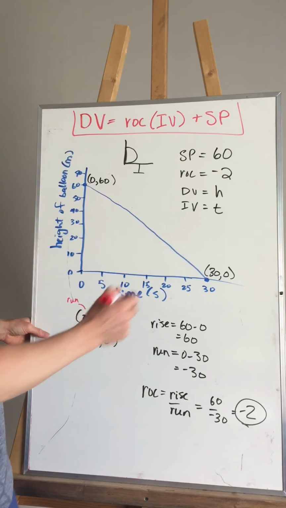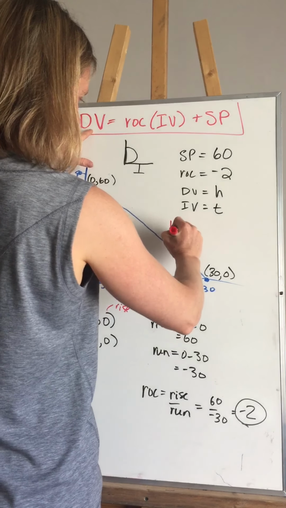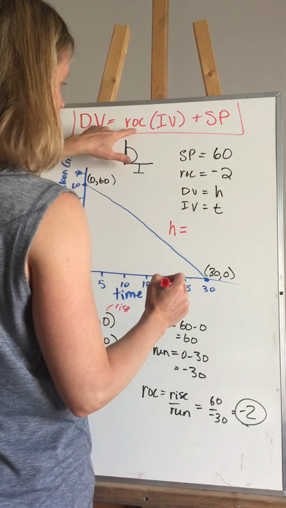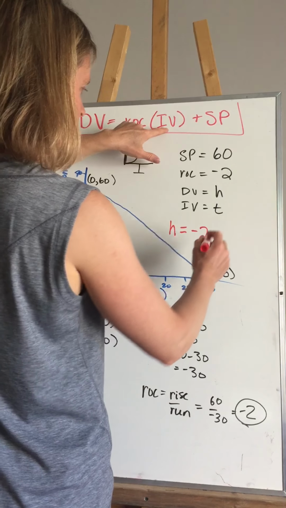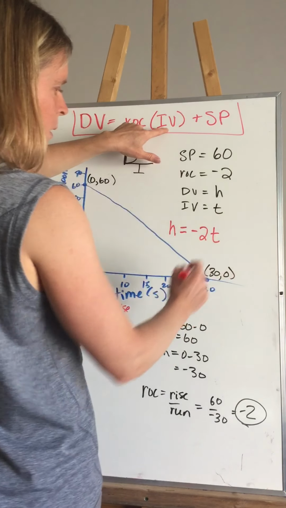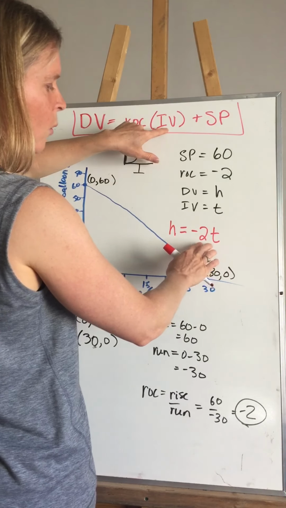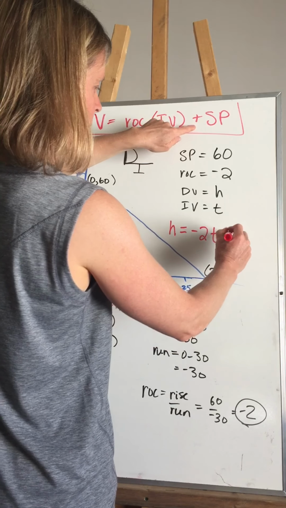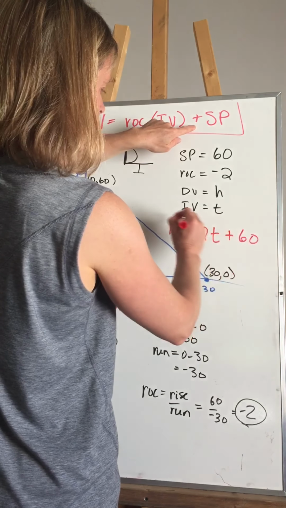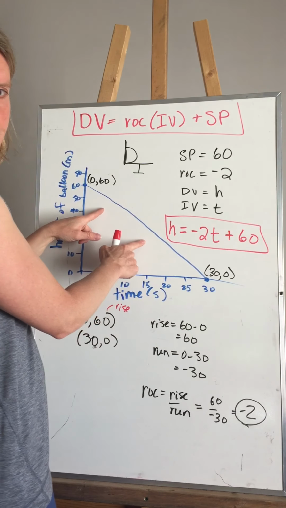Once I have all four things, it's just a matter of putting them in the right order to come up with your equation. So I'll do that right here. My dependent variable, that's H, equals my rate of change, that's negative 2, times my independent variable, so negative 2t. If you put brackets there, that's fine. If you don't, that's fine too, because you know that when they're side by side, it's being multiplied. And then plus my starting point, which is 60. So that would be the equation of that line.